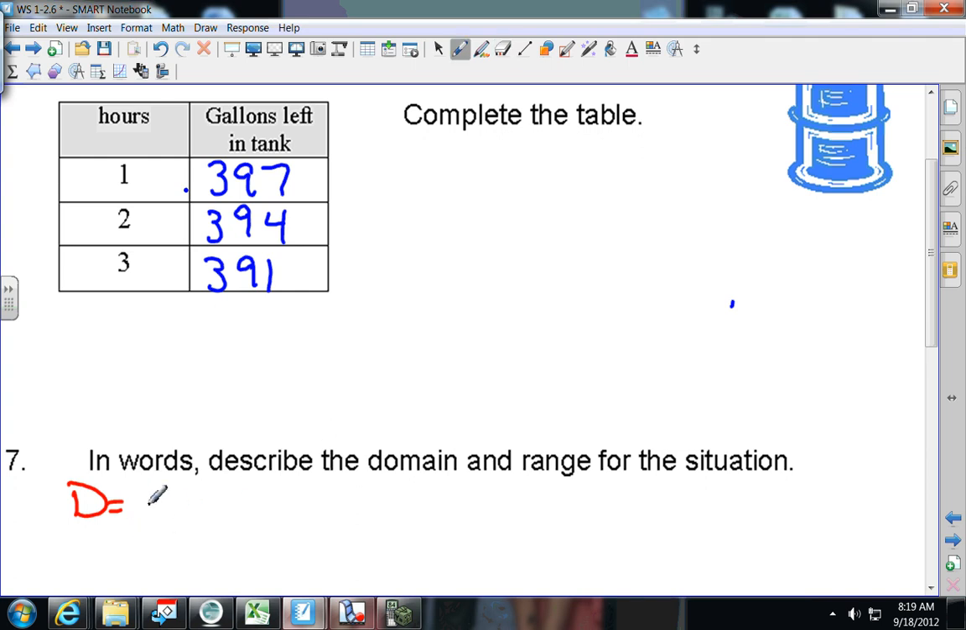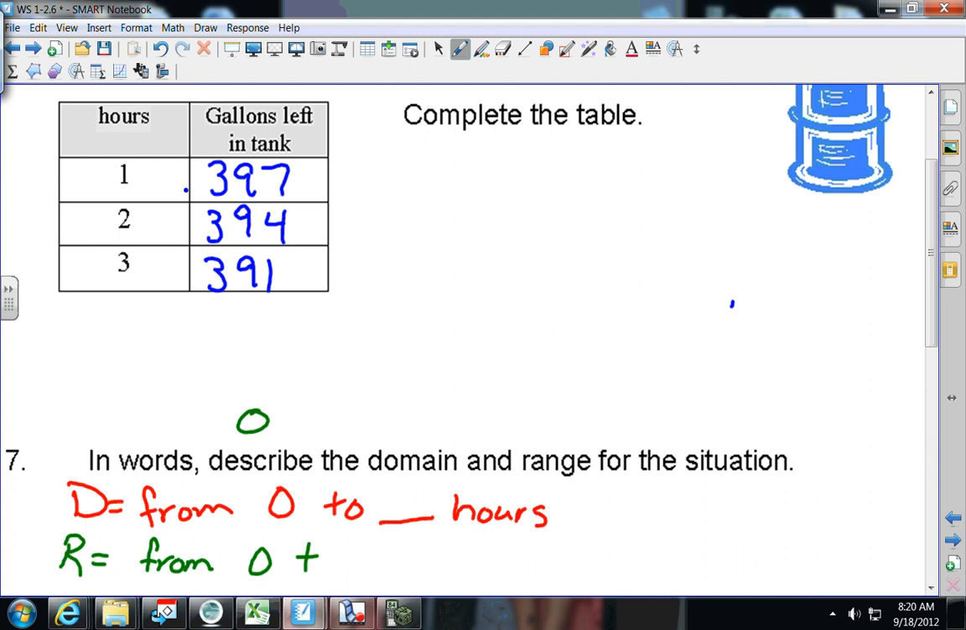We'll write it like this. We'll write the domain from 0 to, actually, we'll talk about this in a minute, to so many hours. There's a reason why I'm saying that. The range from, well, what's the gallons? It starts with 400, but what's the smallest amount of gallons you could have in the tank? It's going to go down to 0. So you're going to have from 0 to 400 gallons.